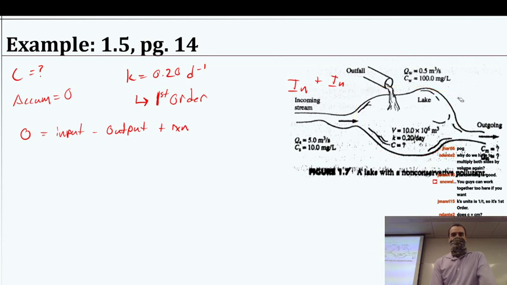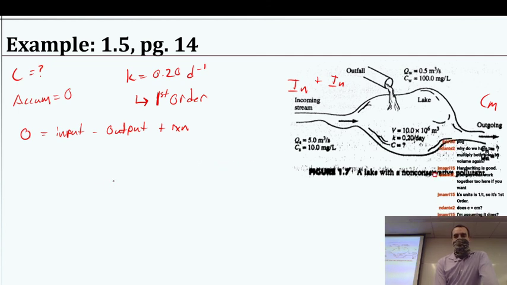Yeah, and we've got a question here as well in the chat. Does C equal CM? So here, and I'm sorry, the graphic is a little bit blurry, but it says CM over here on the outgoing, basically C mixed, or C of the mixture, because it's a CSTR. Exactly. We assume that it is C equals CM because we're told it's completely mixed. That means that any concentration anywhere inside that control volume is the same, and that's also what's leaving. So that would mean C equals CM.